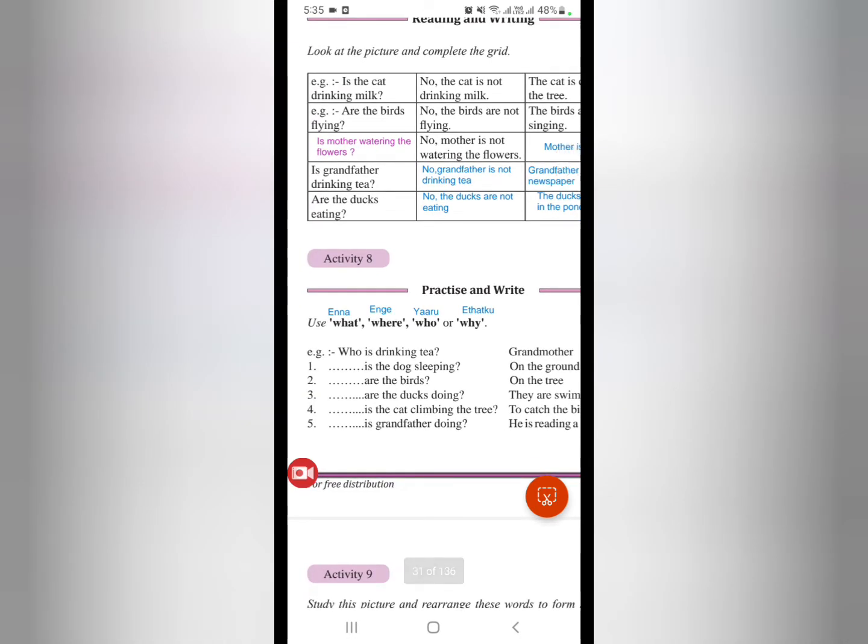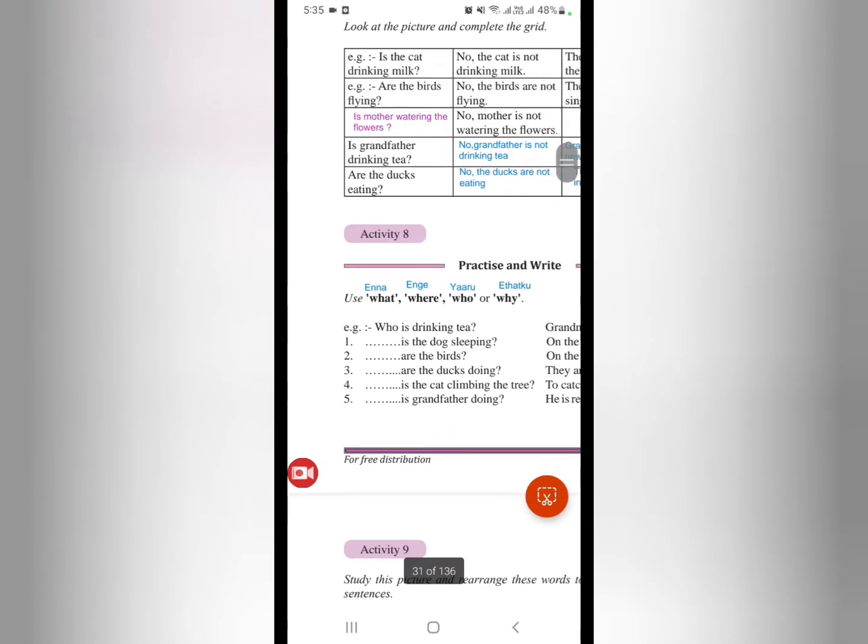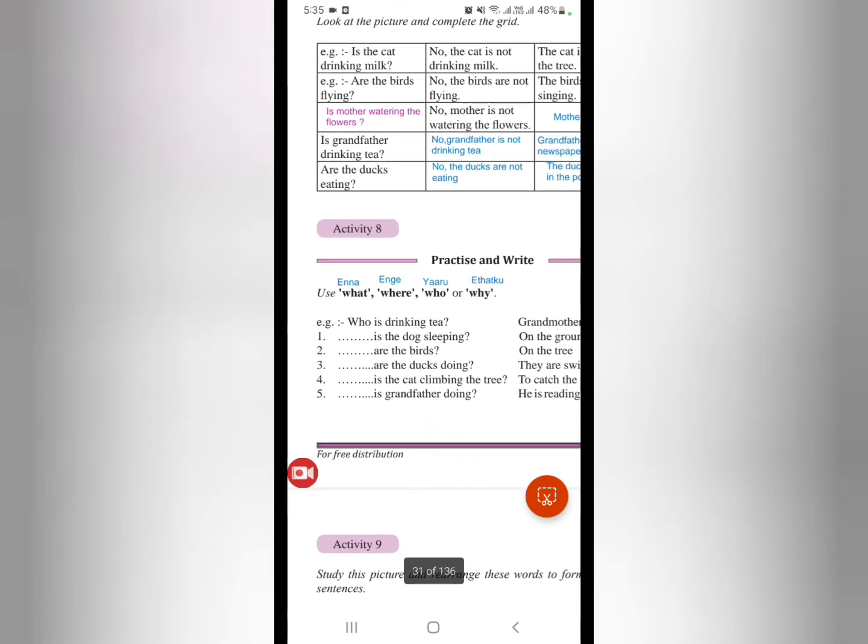Okay, now we should go to the third one. Dash are the ducks doing. What are the ducks doing? Ducks doing. They are swimming. Then will you ask? Yes. You will ask, what are the ducks doing? What he is doing. Then you will say he is sleeping, like that. For the question, okay? Now next one.